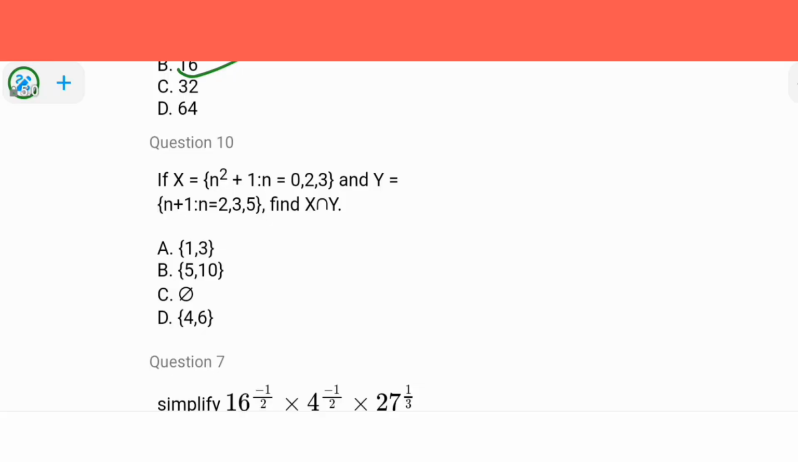For the next one, we are told that if x is equals to n squared plus 1, such that n is equals to 0, 2, 3. That means the values of x that satisfy this formula is 0, 2, 3. And y is equals to n plus 1, such that n is 2, 3, 5. That means the values of y that satisfy this formula n plus 1 is just 2, 3, 5. So you have to find x intersection y, as in where are they intersecting.